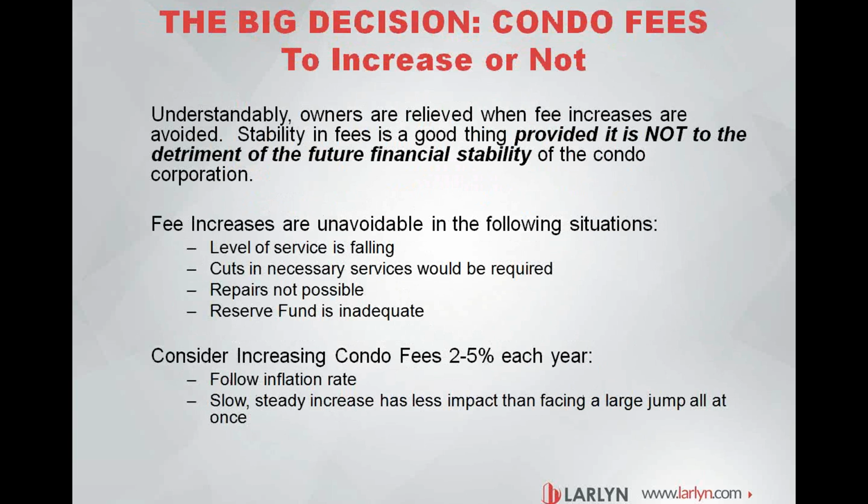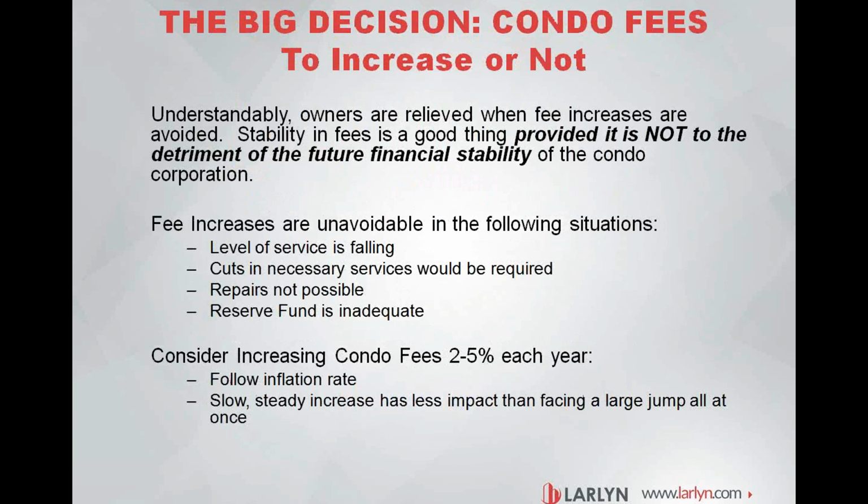So something to consider is increasing the condo fees 2 to 5% each year. This follows the inflation rate. For example, this past year our inflation rate was 3%, so more or less everything has gone up 3%. So for condo fees to go up 2 to 5% this year would certainly be amenable. Slow, steady increases also have less impact than facing a large jump all at once.